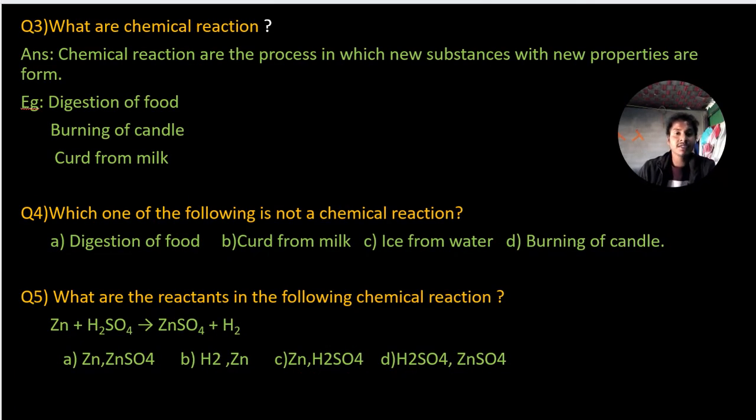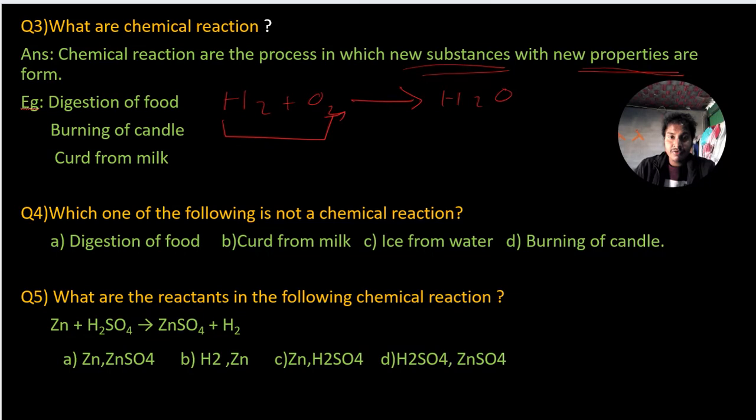The third question is, what are chemical reactions? So, to define chemical reaction, we need physical changes and chemical changes, which we have already done. So now, chemical reactions are the processes in which new substances with new properties are formed. These two terms are very important to define a chemical reaction. For example, H2 plus O2 gives us what? H2O.